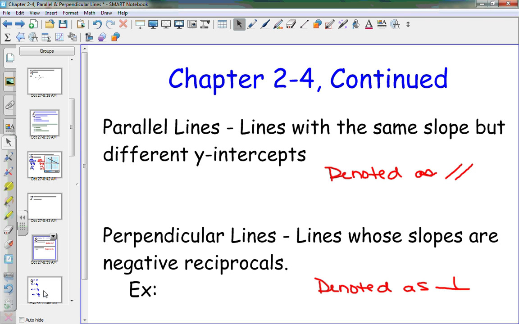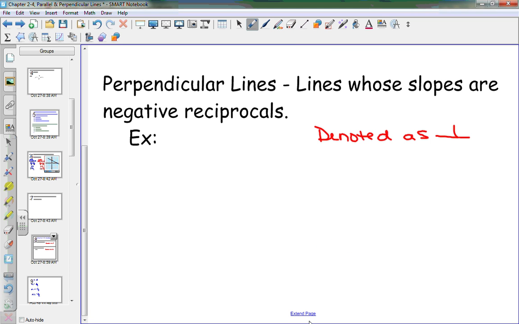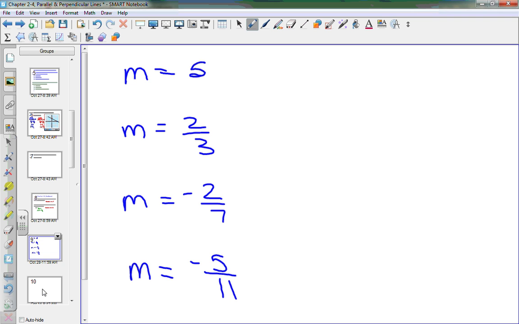Now, how do I denote parallel lines? Parallel lines are denoted with those slanted L's, okay? Perpendicular lines. Those are lines whose slopes are the negative reciprocals. An example of this, and I think it's already on your notes, if I have 2/3 as my slope, what's my perpendicular slope? Well, what's the reciprocal of 2/3? 3/2, and what's the opposite of positive? Negative. Do we understand that, yes or no? Okay?